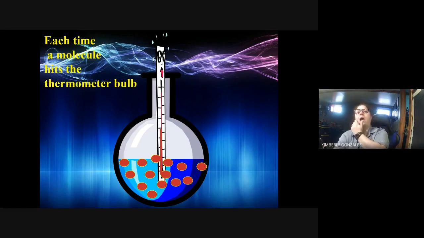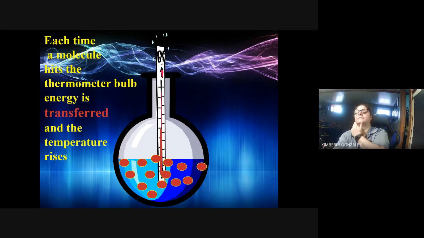But look, as we add heat, the molecules move. Every time one of those molecules hits into the thermometer, its extra energy gets transferred to the thermometer, which makes the molecules inside the alcohol part of it move faster and rise up. This is all about energy transfer.